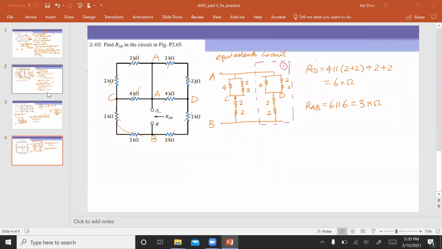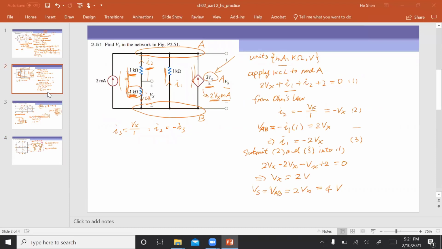All right. Any questions for today? Yeah, Professor, I have a question for the second example. If you could just go over really quickly how you got the voltage from A to B is equal to just -1 times I1.